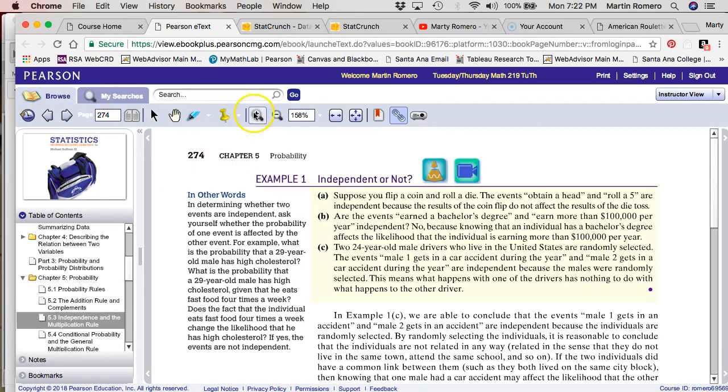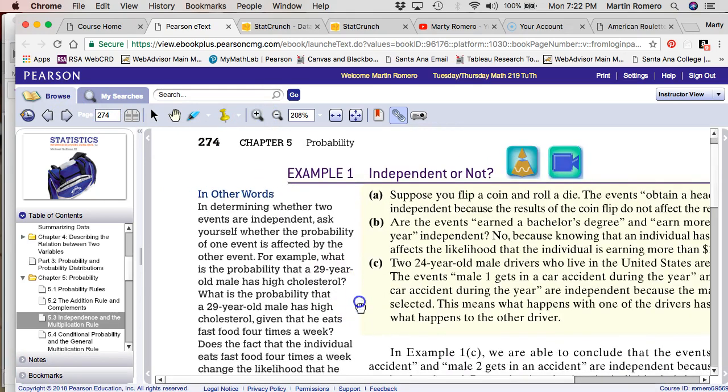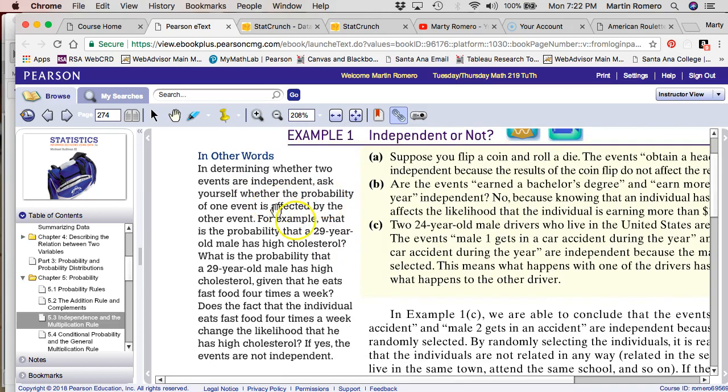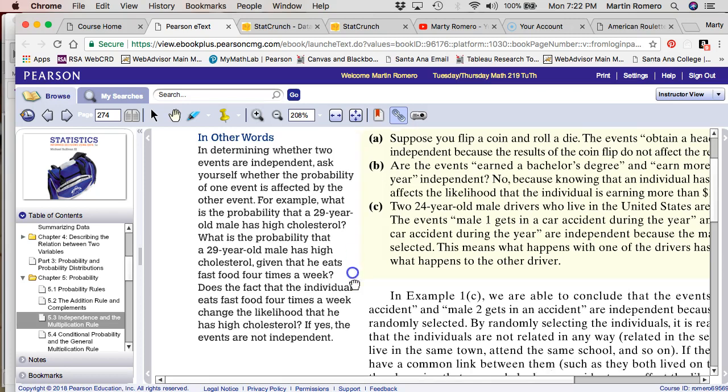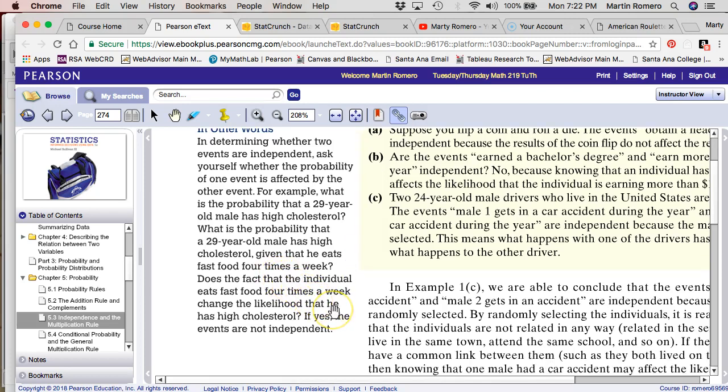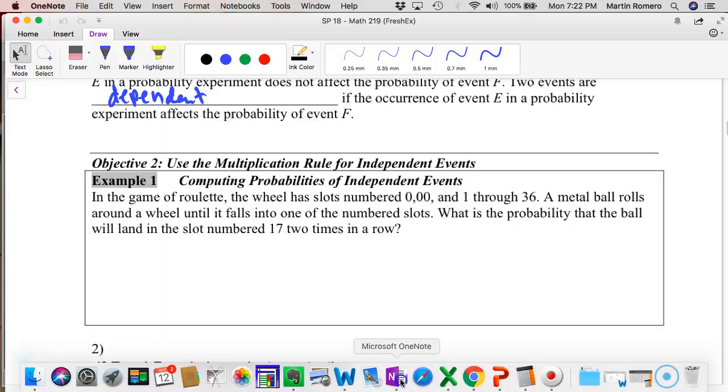the book, this one right here, in other words, to really kind of solidify that. In determining whether two events are independent, ask yourself whether the probability of one event is affected by the other event. For example, what is the probability that a 24-year-old male has high cholesterol? What is the probability that a 24-year-old male has high cholesterol given that he eats fast food 4 times a week? Does the fact that an individual eats fast food 4 times a week change the likelihood that he has high cholesterol? If yes, the events are not independent, or they're dependent. And in that case, I would say those events are not independent. So let's look at an example.